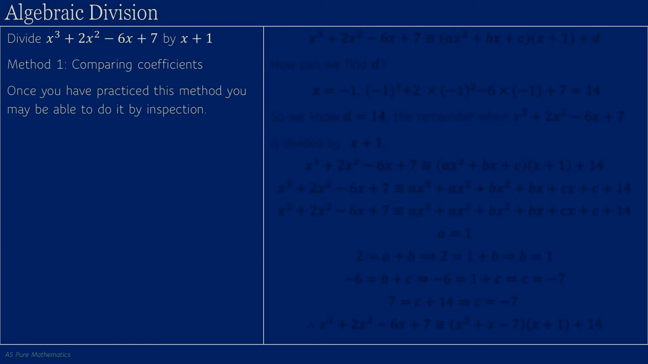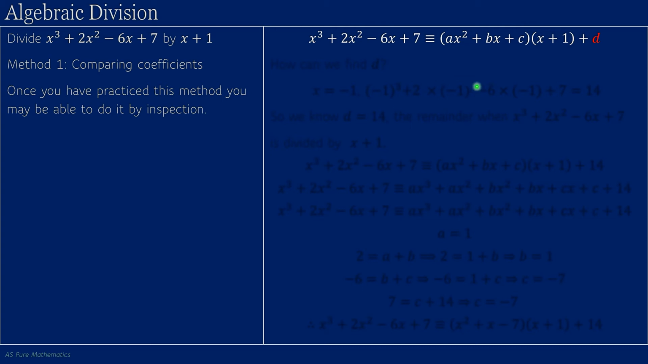So let's do one more. It might be a good idea right now to pause the video and have a go at this, and then you can walk it through either using comparing coefficients or using the grid. I would advise you to try both of them, and then you can get a feel for which one seems easier. So again, I'm doing a cubic divided by a linear term.